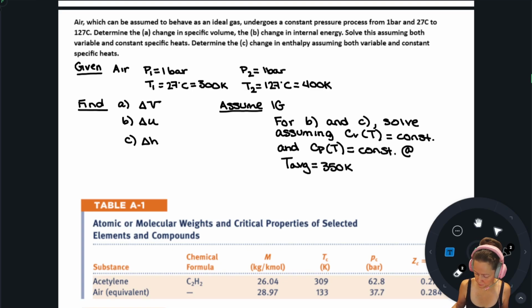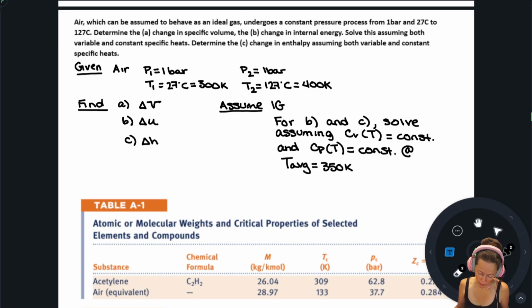So we will see. We know that if our delta T is relatively small, so here we're looking at only a 100-degree temperature difference, it's probably not going to be that big a difference, right? If you're talking about much larger changes in temperature, then yes, you probably need to actually look up property data. But in this class, if I tell you to assume something or don't assume something, then I want you to solve it a certain way.